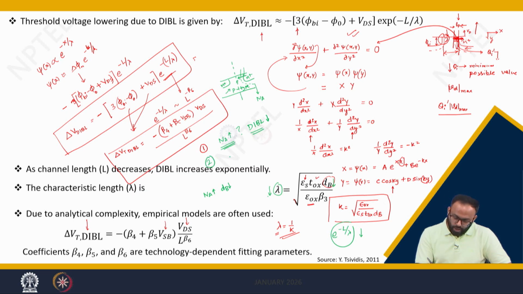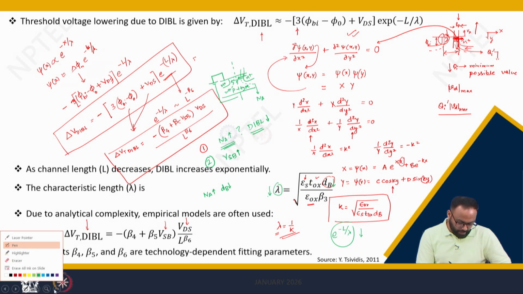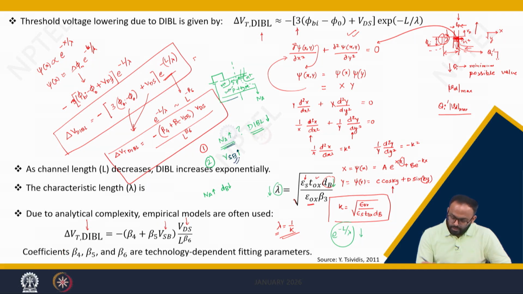The second question is, what will happen if you increase VSB? This is also obvious. When you increase VSB, the depletion region expands, meaning you are providing more leverage to the field lines to penetrate throughout the channel and enter the source channel barrier, which can be validated through this equation as well. When you increase VSB, dB will increase. If dB increases, lambda will increase. If lambda increases, e to the power of minus L by lambda will increase, and hence the overall DIBL will increase.